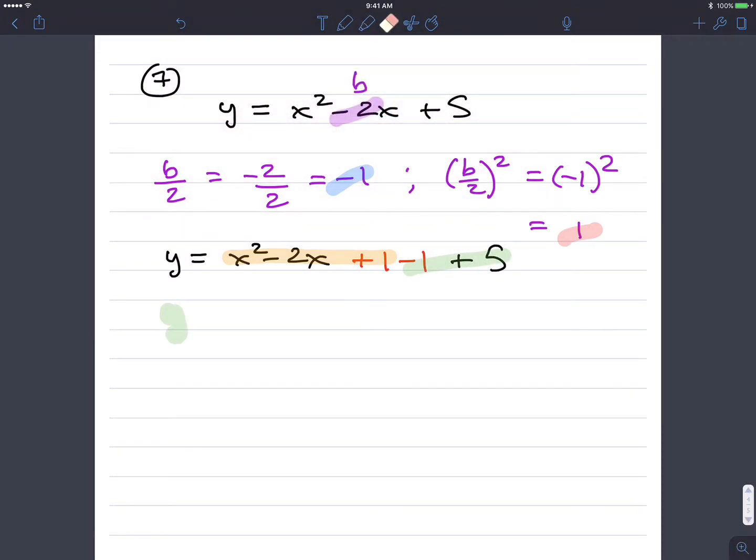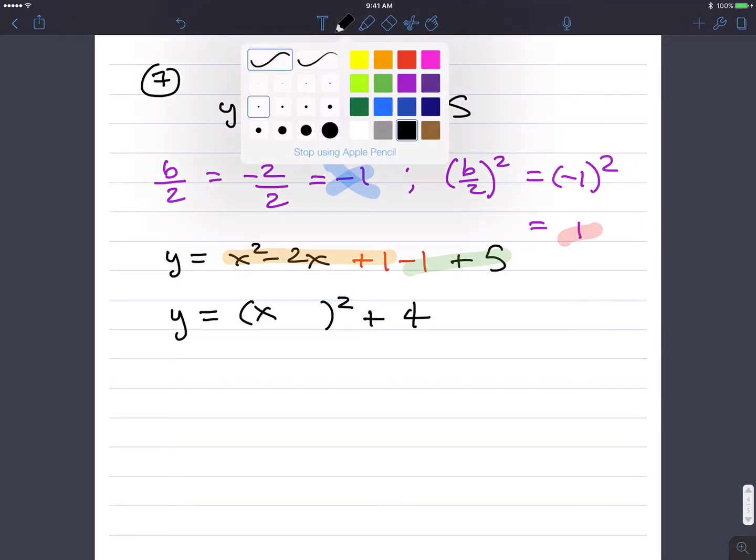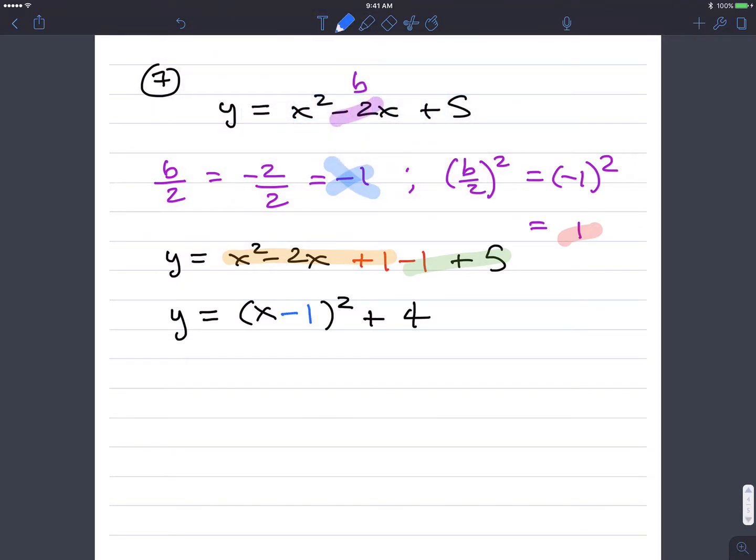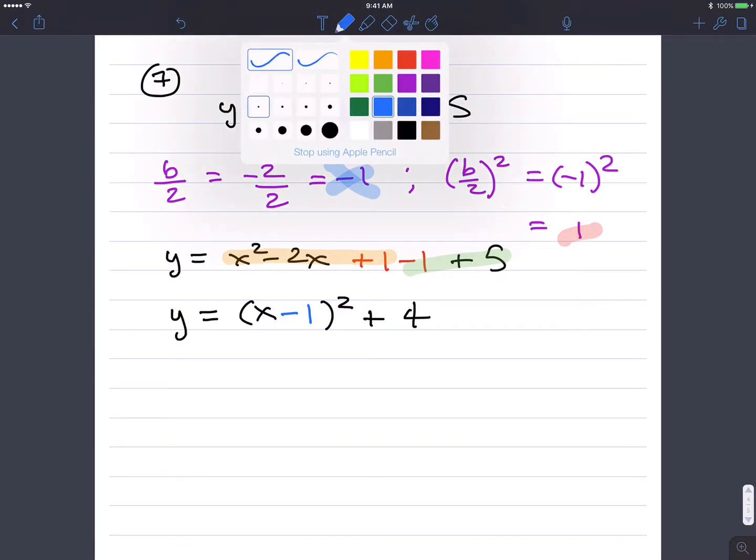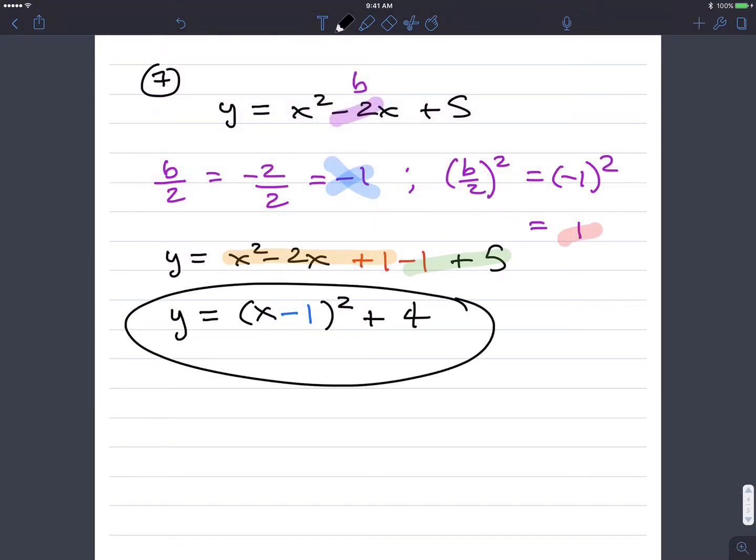We get y equals something squared plus 4. So we have the x. This is where, again, we use the negative 1. So I can put here negative 1, and I'm done. And that's number 7.